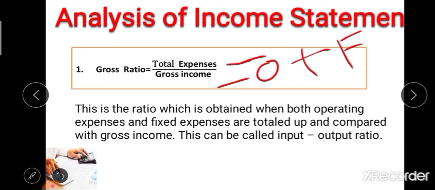That means whatever the input used in the production process and the output obtained, this ratio is also known as the input output ratio. Similarly, if this ratio is less than 1, then it indicates a profitable run of business. These are the 3 types of expenses income ratio. In that, the first one is operating ratio, the second one is fixed ratio, and the third one is gross ratio.